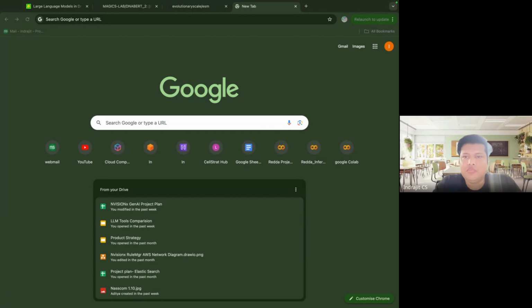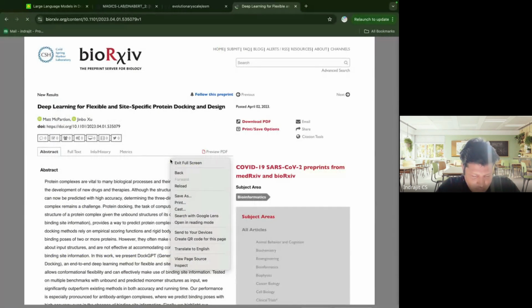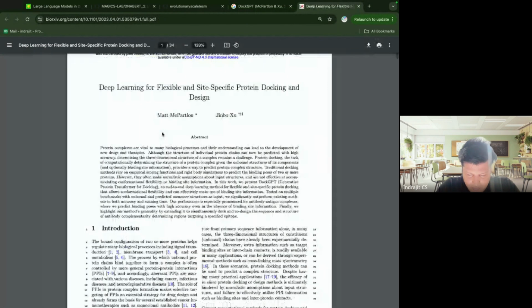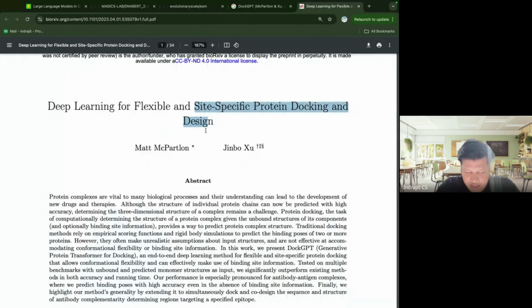So yeah, I was searching for the DockGPT, which is more of a protein-ligand interaction LLM, with more focus towards protein-protein interaction. Let me get that over here. Yeah, now I think I got it. I'm going to get a PDF version of that rather than the link here. So it's basically site-specific protein docking and design.